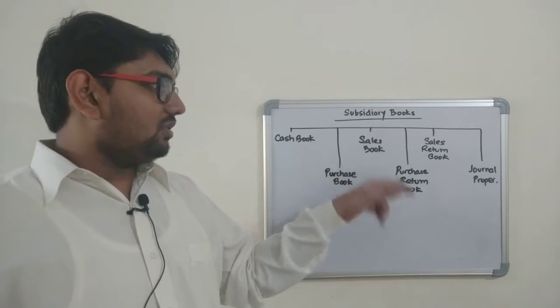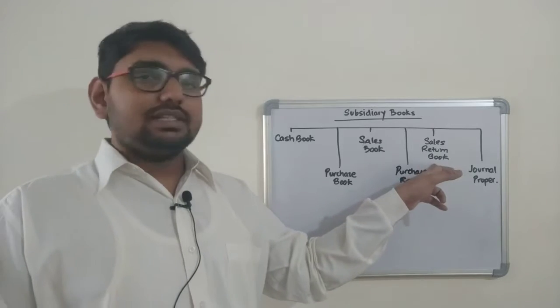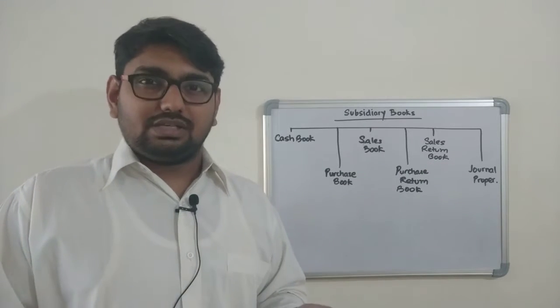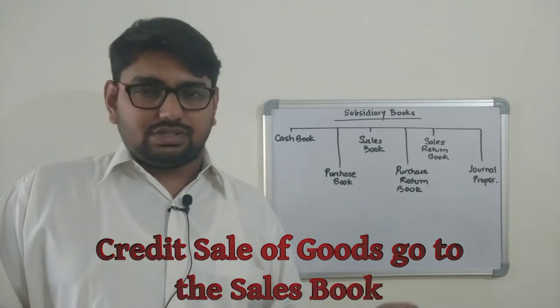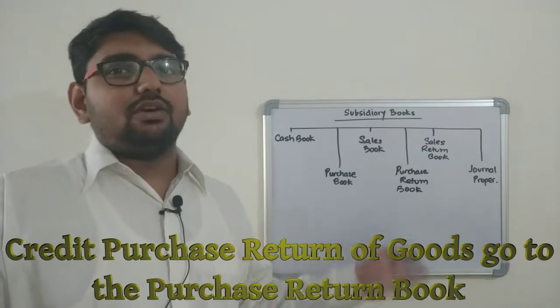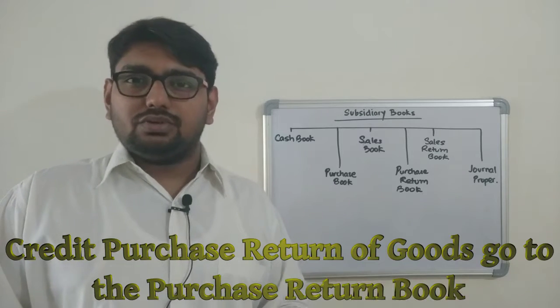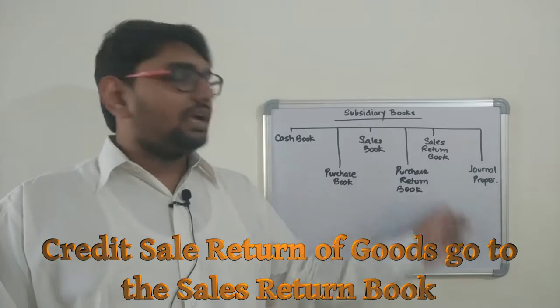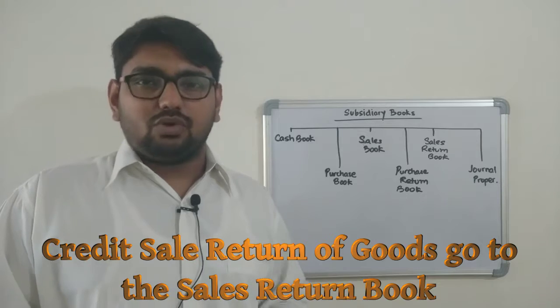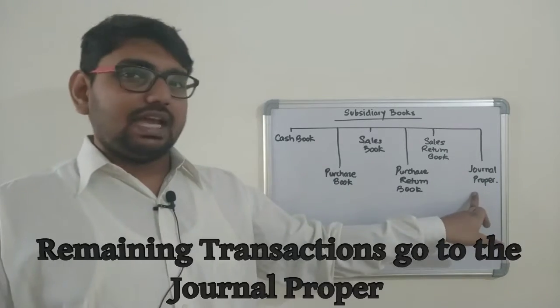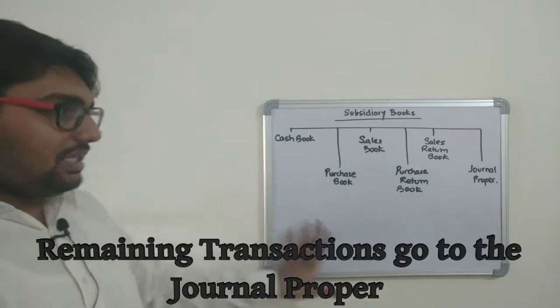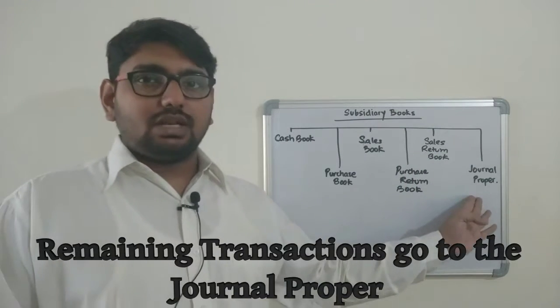Similarly, sales book, purchase return book and sales return book apply the same logic. So, sales book will record credit sales of goods. Purchase return book will record credit purchase return of goods. Sales return book will record credit sales return of goods. And the last is journal proper. Any transaction which does not come in these books goes to the journal proper.